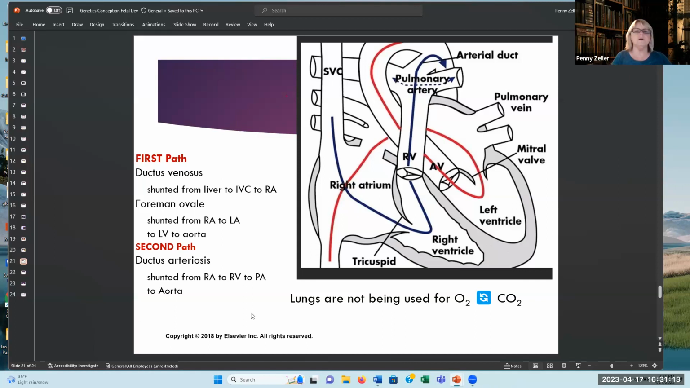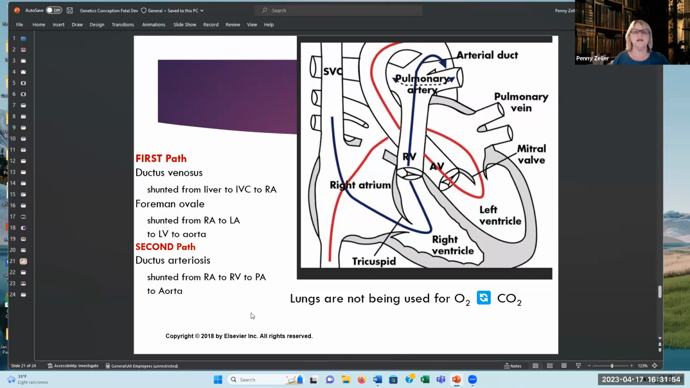It bypasses the lungs when it comes up through the pulmonary artery, because there's no oxygen in the blood to exchange. Okay, so you have the ductus venosus because it bypasses the liver. The foramen ovale is the opening between the right and the left atrium. And then the ductus arteriosus is that shunt that will not allow a lot of blood to go to the lungs.